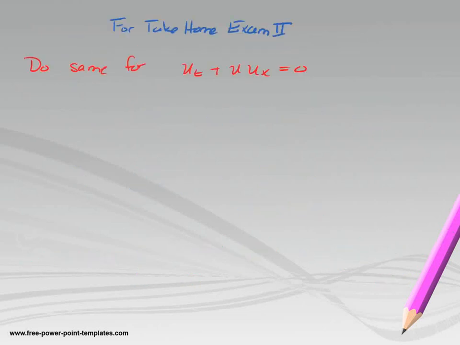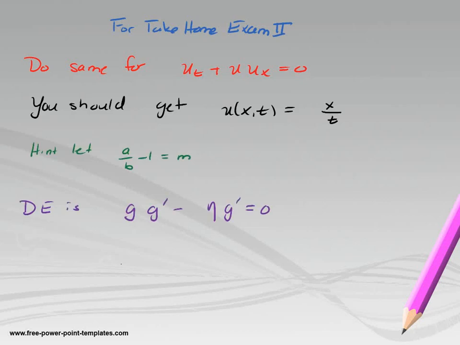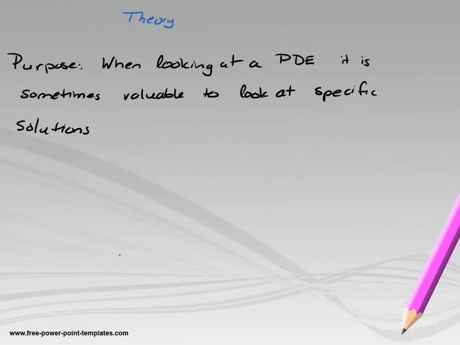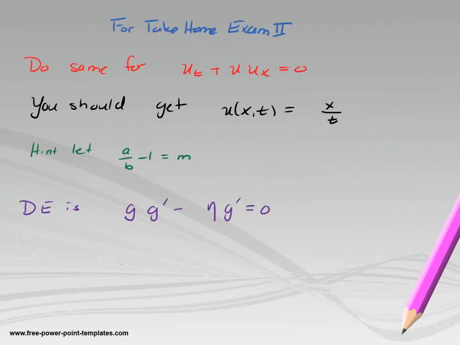Yours is easier. Do the same thing for ut plus ux is equal to 0. Just to help you along, because the computations are messy, a hint is to let a over b minus 1 be a constant. Call it m. And the DE that you should get after you do all the calculations is g prime minus beta g prime is equal to 0, which you're going to be able to solve for. I think you get something like u is equal to x over t. So it should scale out pretty nicely.